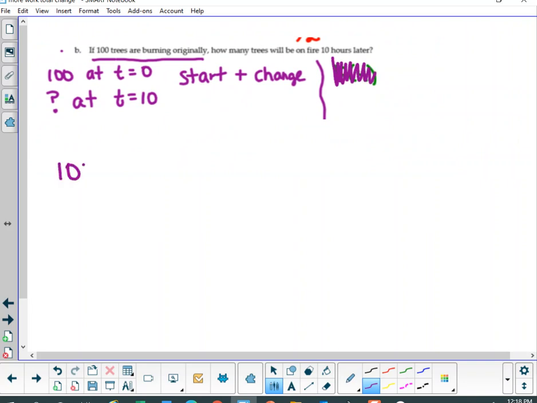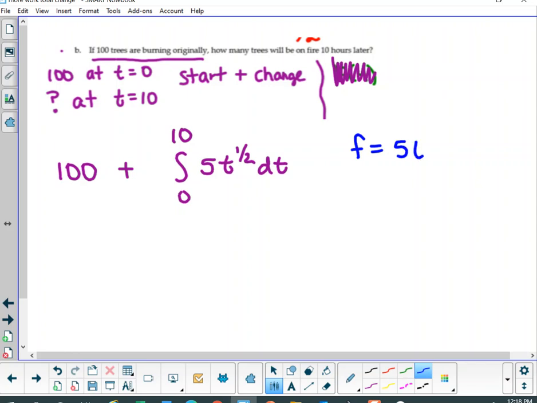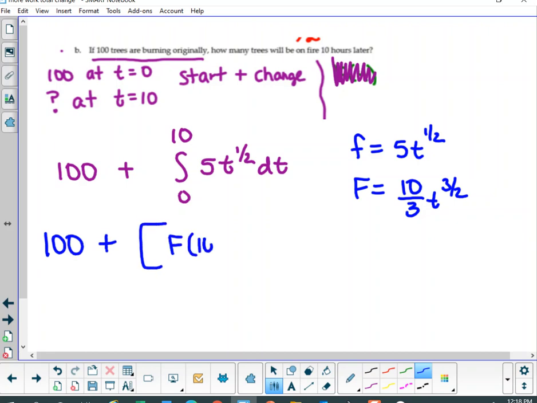Okay, so I'm going to start with 100, and I'm going to add on the integral from 0 to 10 of my rate of change problem. Now, little f didn't change. Big F doesn't change. So I basically just need to take my 100 and add on to it the difference between big F of 10 and big F of 0.